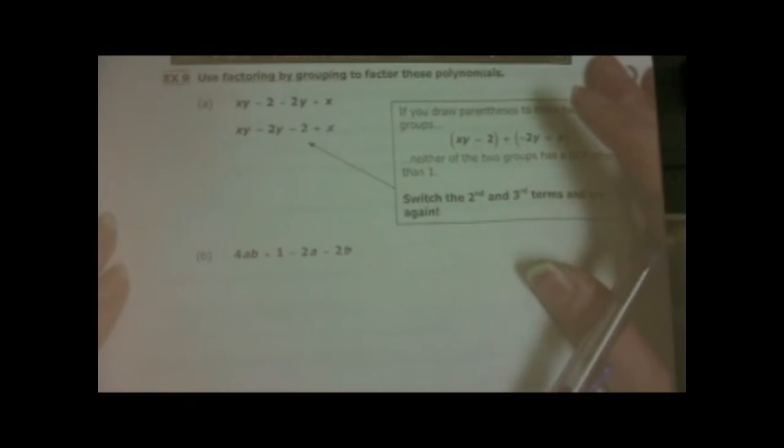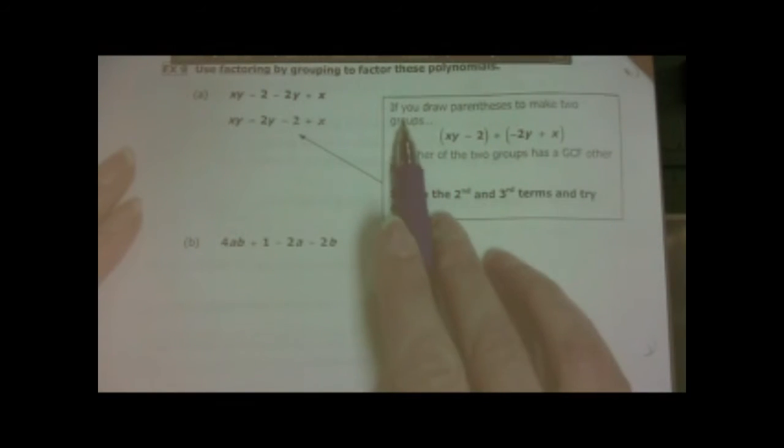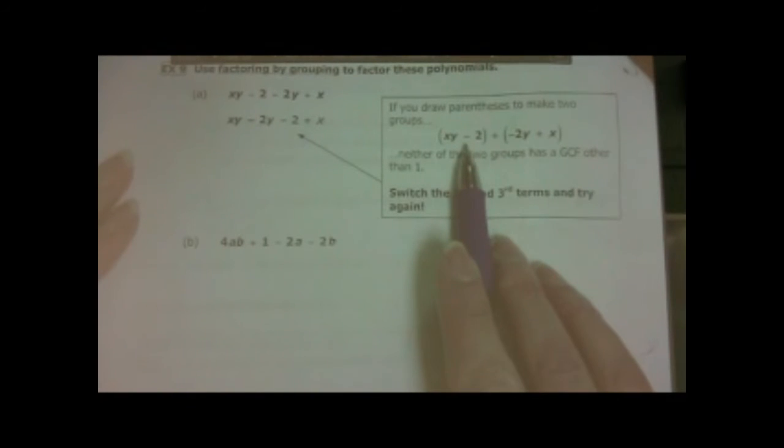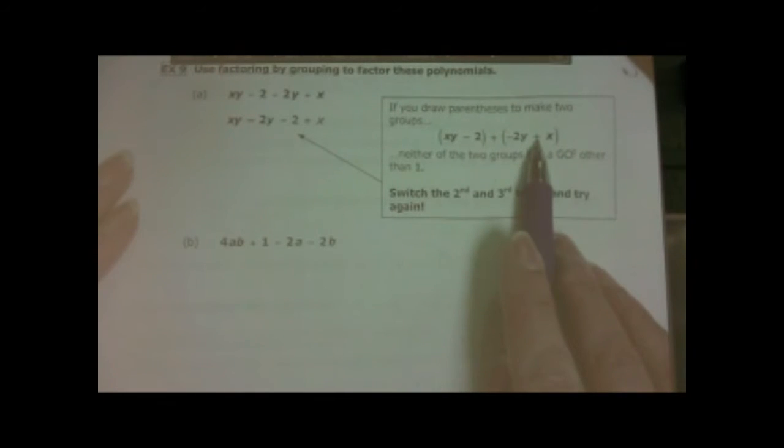All right, let's go to the next page. Let's take a look at this first example here. And this first example has an issue. Let's look at it over here in this box, because I kind of diverted to this box. It says if you draw parentheses to make two groups, you have xy minus 2 plus, then put your negative in here, so you have negative 2y plus x.